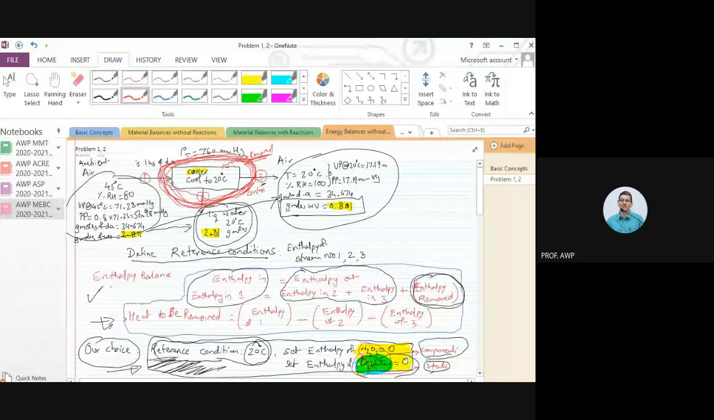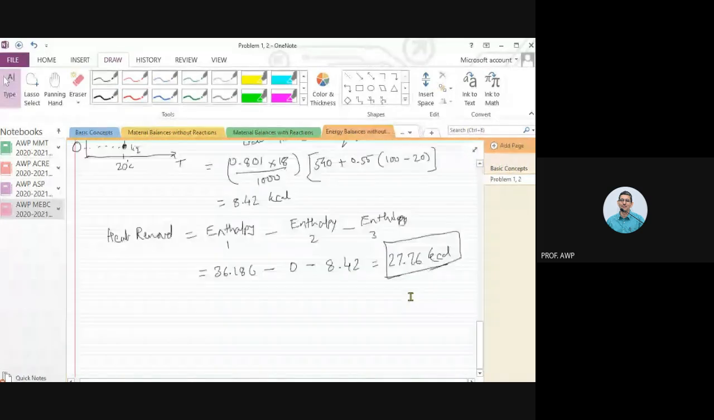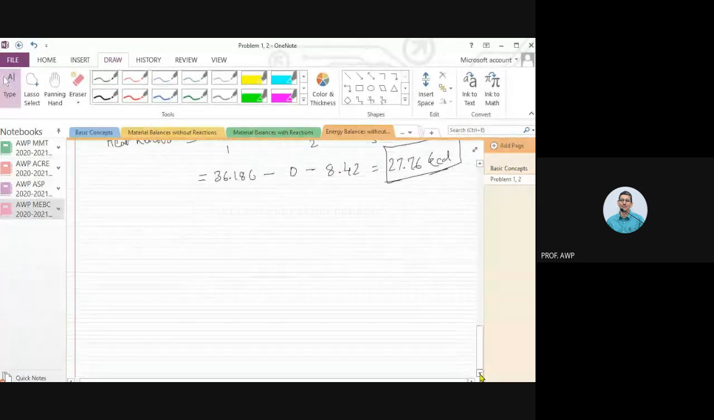So visualize it like this: enthalpy of stream number 1, enthalpy of stream number 2 with respect to reference, just like we are saying potential energy. That's why I had asked you, please look at the recorded lecture. Please look at the recorded lecture. Let me explain again.